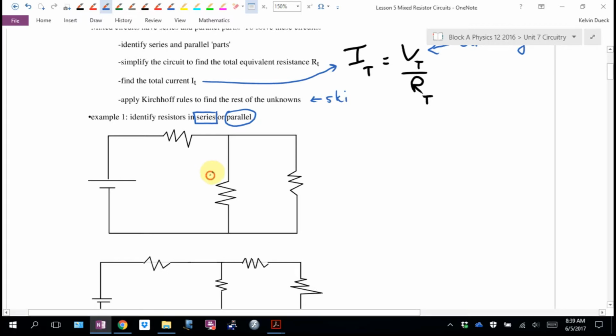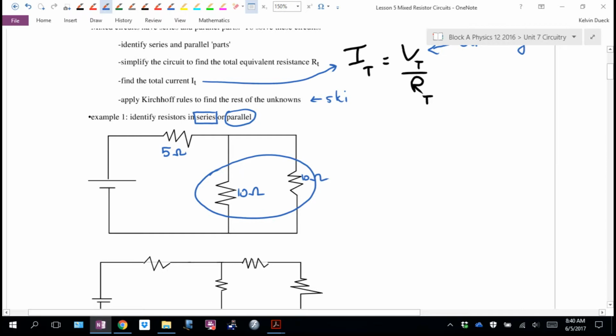Okay, so these two are in parallel. If I wanted to, I could combine them by going 1 over this resistor plus 1 over this resistor. In fact, let's put some numbers on here. Let's make this one here 5 ohms. Let's make this one here 10 ohms. And let's make this one here 10 ohms.